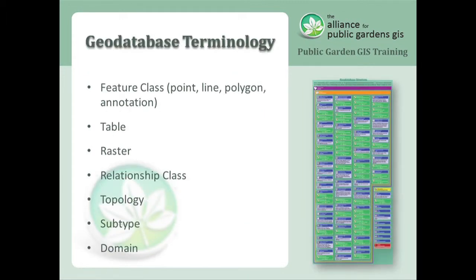Before we get more involved with the data model itself, it's important to know about some of the terminology used when talking about different parts or objects inside the data model. The most important one to consider is what's called a feature class. In the diagram on the right here, a feature class is in blue. Feature classes are generally point, line, polygon, or annotation, being text labeling.